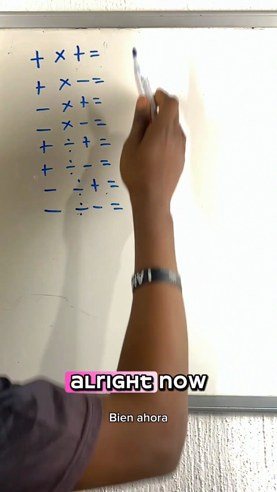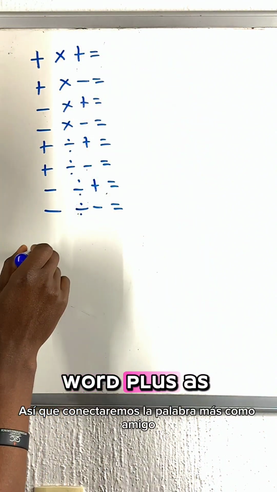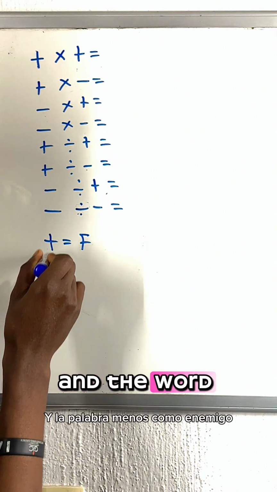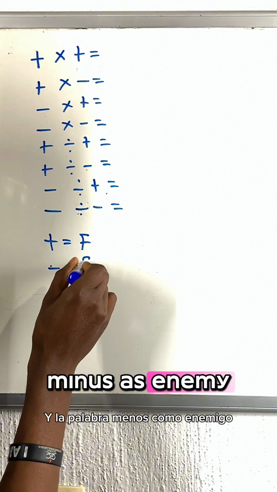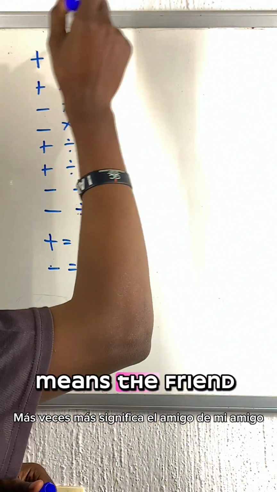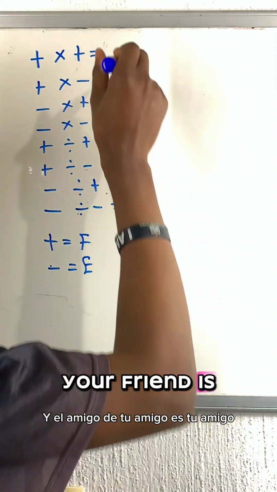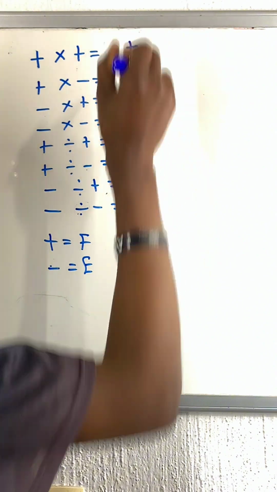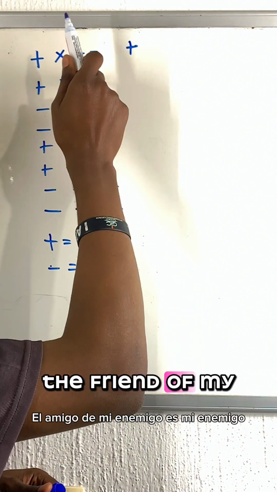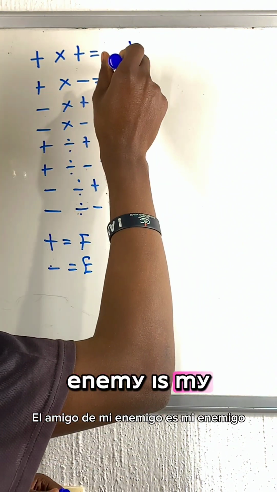All right, now, we'll be connecting the word plus as friend and the word minus as enemy. So this is how we do it. Plus times plus means the friend of my friend, and the friend of your friend is your friend. That's simple. Plus times minus, the friend of my enemy is my enemy.